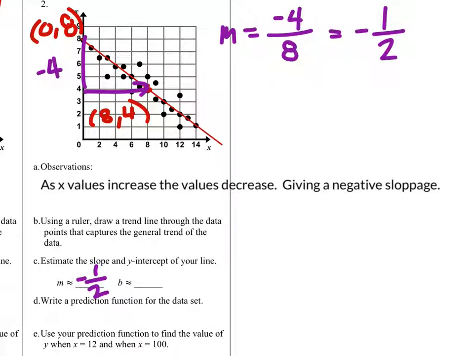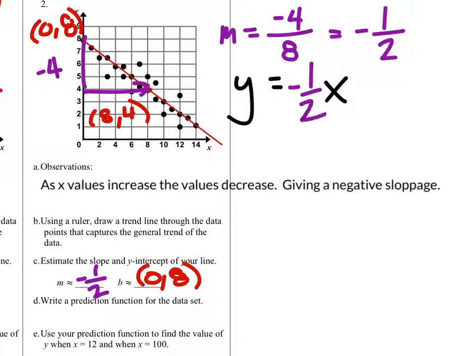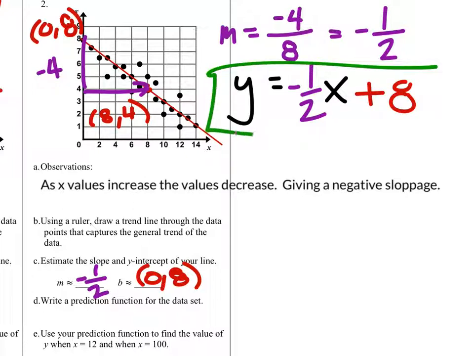All right. Well, the y-intercept, I already found that up there. I had 8 as my y-intercept. Again, you may have gotten something different, something like, I don't know, 7.75 or some kind of improper fraction. All right, now that I have that, I can write my prediction function. y equals the m, and we already have that as negative 1/2. And the y-intercept was 8. So this is my prediction function.